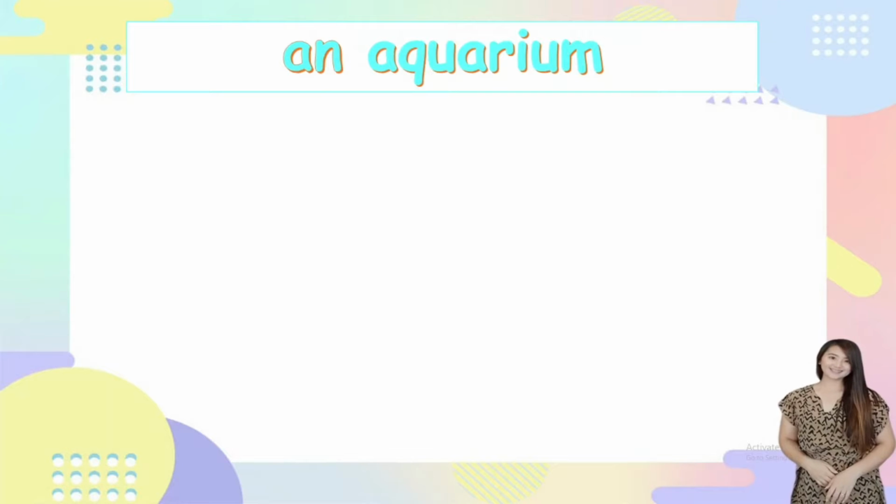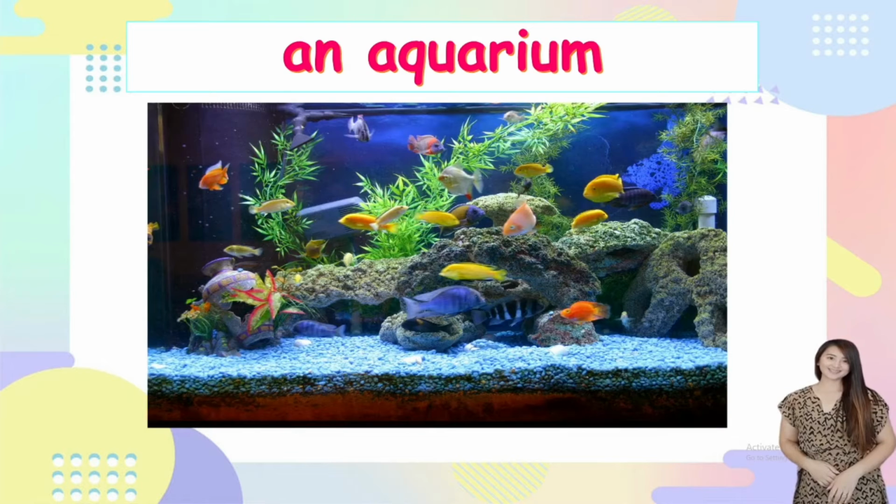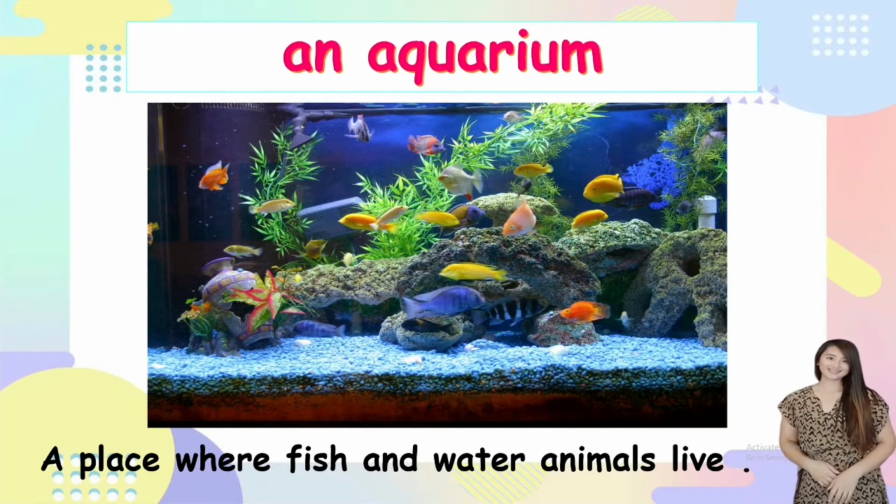First one is an aquarium. This is an aquarium. An aquarium is a place where fish and water animals live. Everybody, let us read. A place where fish and water animals live. An aquarium. This is the first one. So where does a fish live? A fish lives in an aquarium.